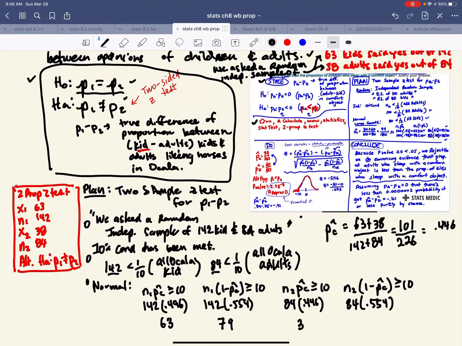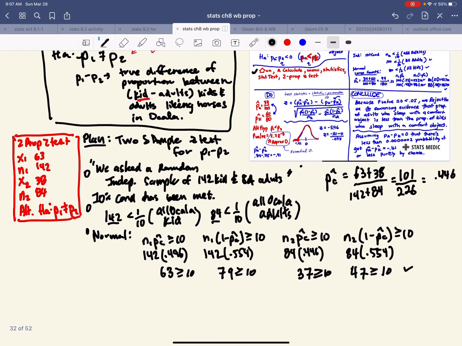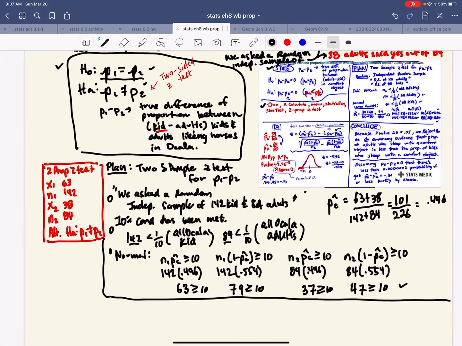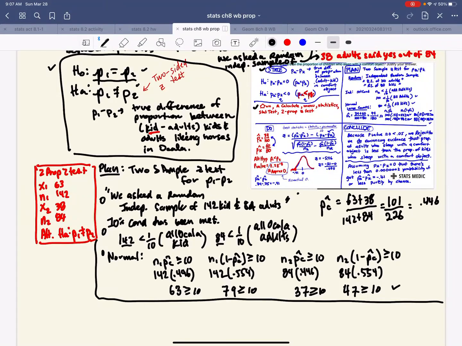All right, and this one would be 84 times 37. Yeah, all these are greater than or equal to 10. So we asked enough adults and we asked enough kids, therefore the sampling distribution should be normal, and our conditions have all been met. Now, with our do, looking at our calculator, it's already basically done all the work for us.